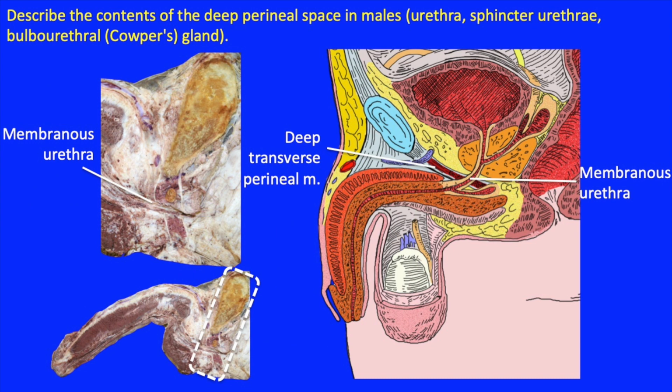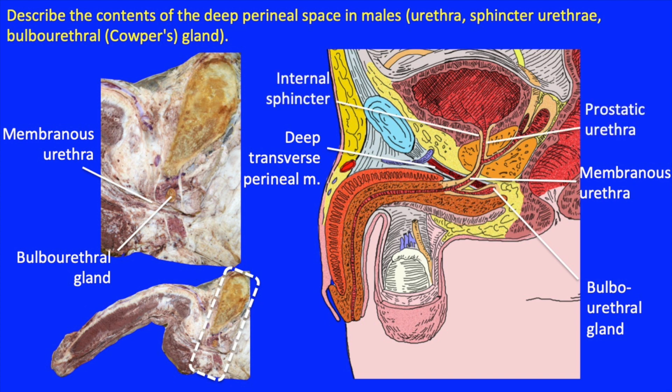The urethra within the deep pouch is known as the membranous urethra and is surrounded by the deep transverse perineal muscle. This muscle is under voluntary control. In addition, within this deep pouch are two pea-sized bulbourethral glands, also called Cowper's glands, that secrete mucus into the urethra prior to the ejaculate.